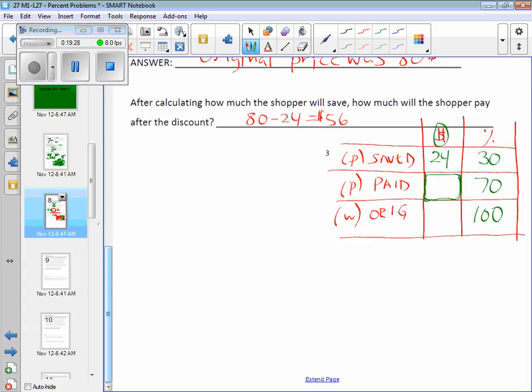3/7. Okay? I'll put a little 3 here. I don't want this to confuse you. 3/7. Now you can make a connection. 3 times what makes 24? 8. 7 times 8 is 56. And look, once you get that, this column is easy because then you can add. 24 plus 56. Part plus part equals whole.